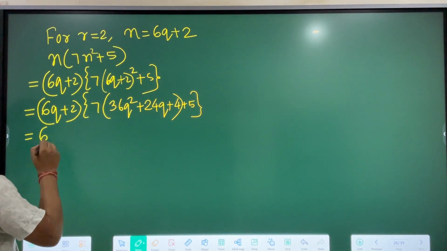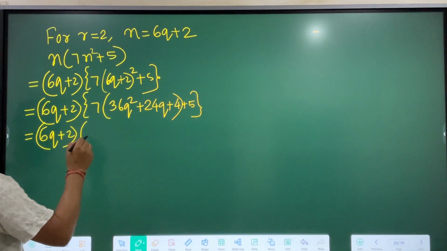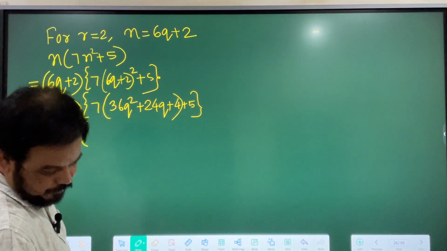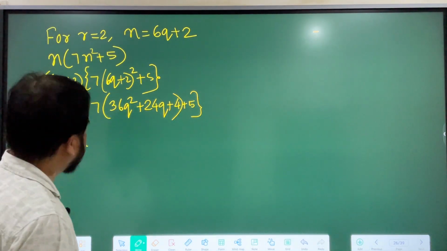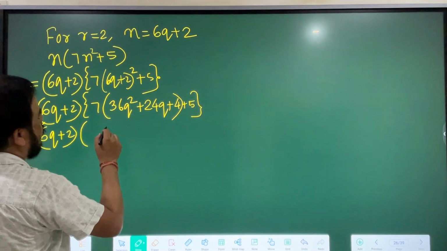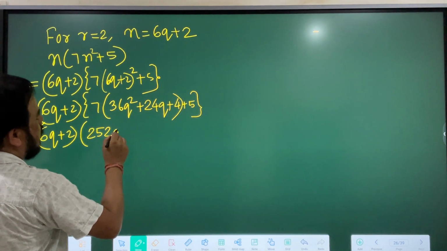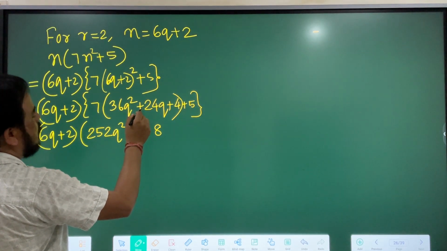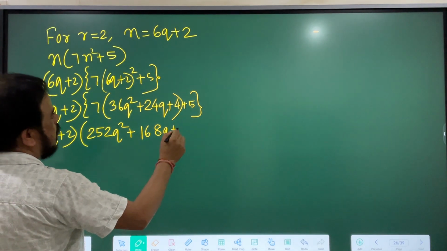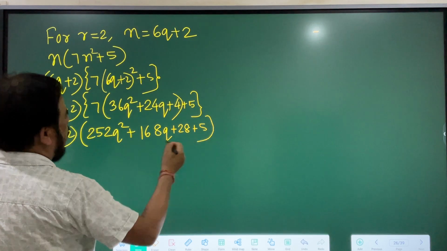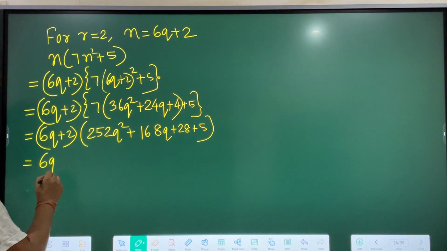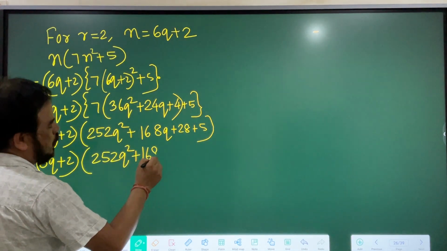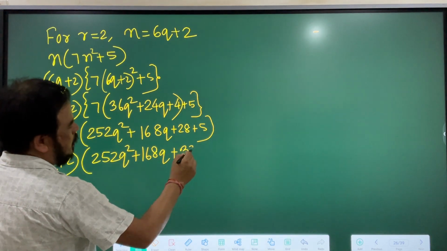Okay. 6q plus 2. Now 7 into 36: 7 6s are 42, so 252q square. 7 into 24: 7 4s are 28, 7 2s are 14 plus 2 is 16. 7 4s are 28 plus 5. So 6q plus 2 times 252q square plus 168q plus 33.